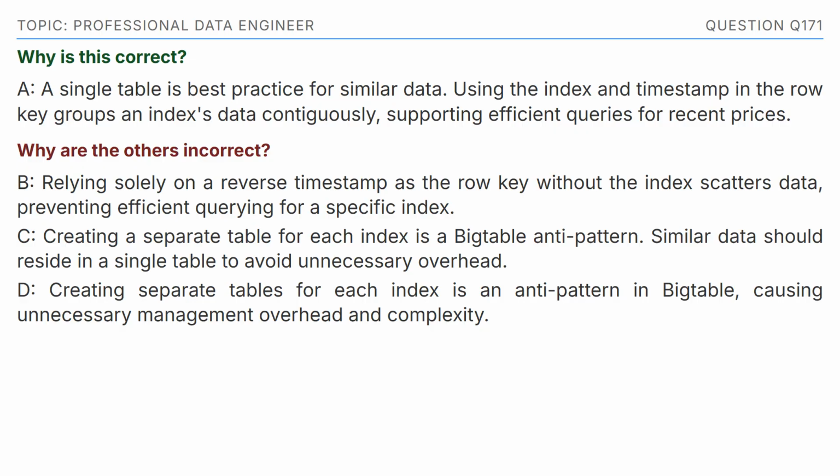Why are the others incorrect? B. Relying solely on a reverse timestamp as the row key without the index scatters data, preventing efficient querying for a specific index. C. Creating a separate table for each index is a Bigtable anti-pattern. Similar data should reside in a single table to avoid unnecessary overhead. D. Creating separate tables for each index is an anti-pattern in Bigtable, causing unnecessary management overhead and complexity.